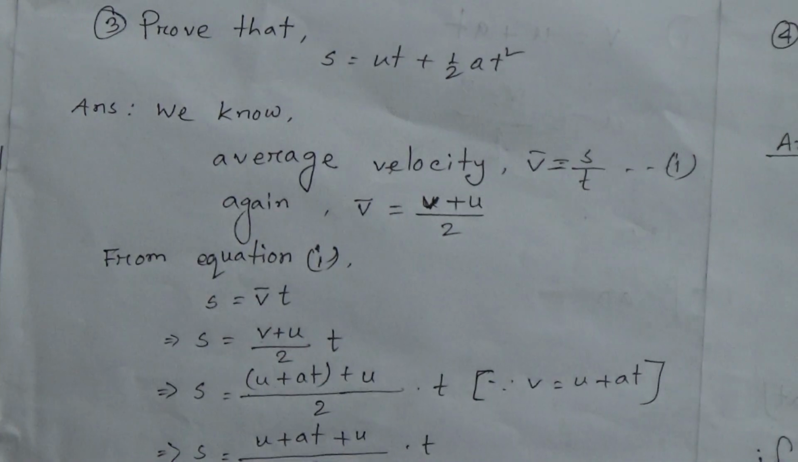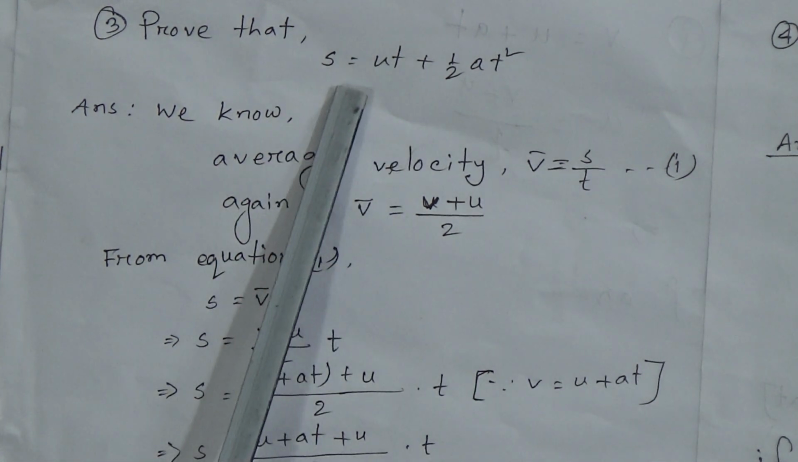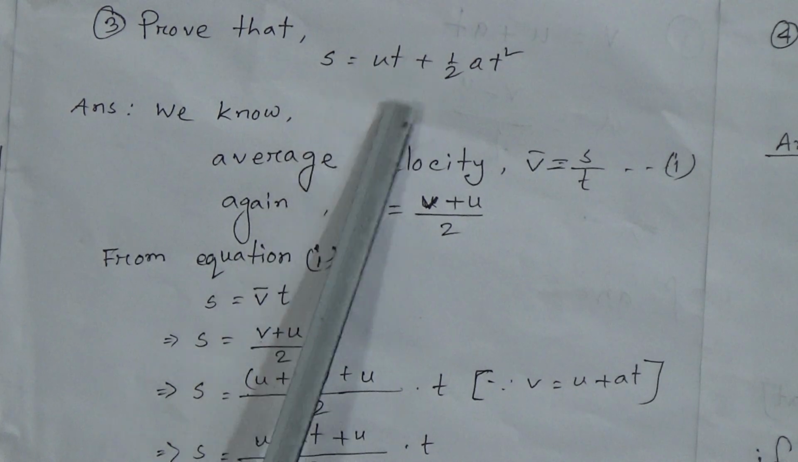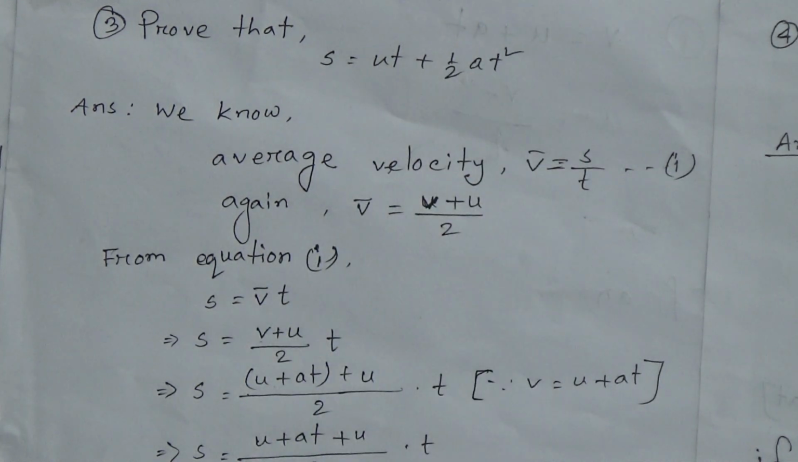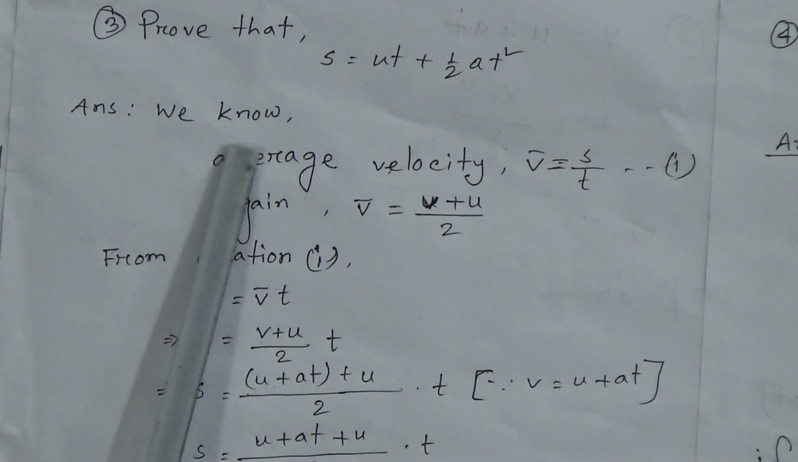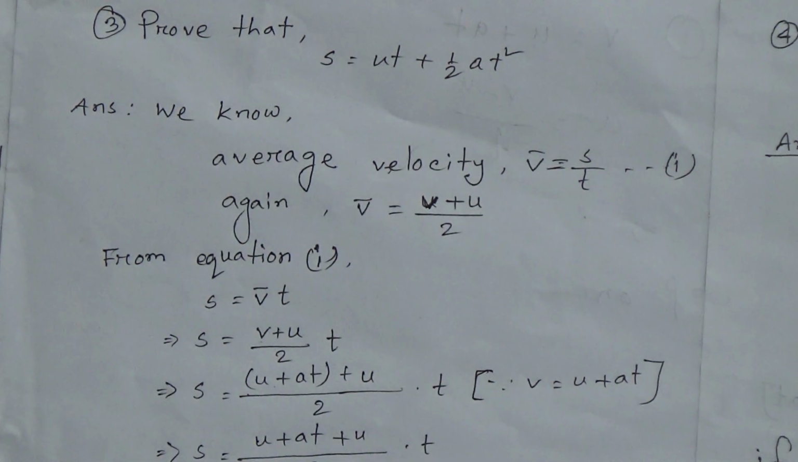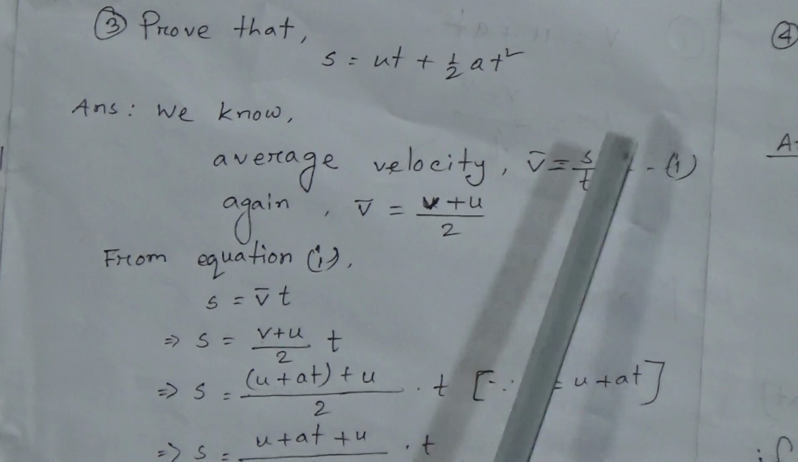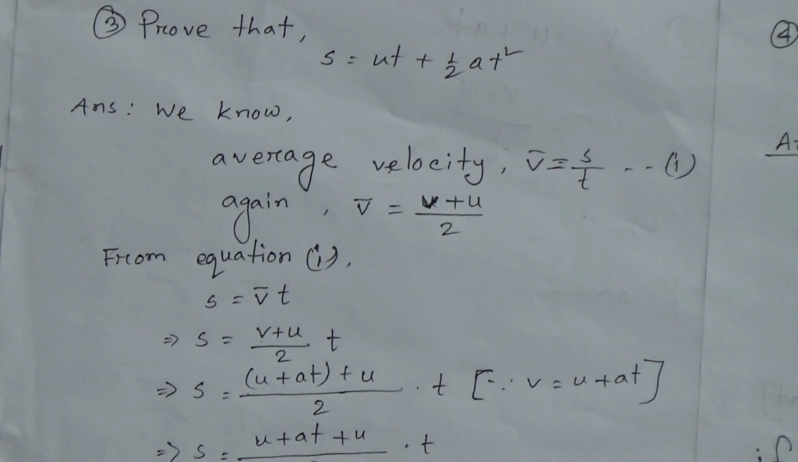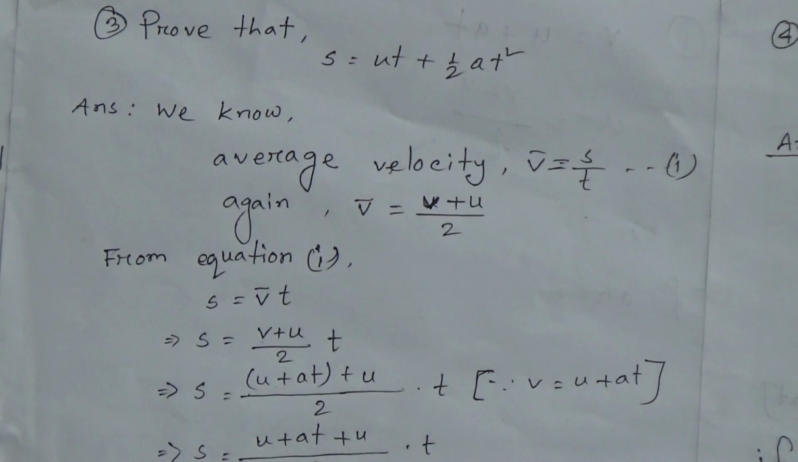Now we will prove equation number 3: s equals ut plus half at square. My dear students, we know average velocity like this: average velocity v bar equals s divided by t. You can write this as equation number 1.